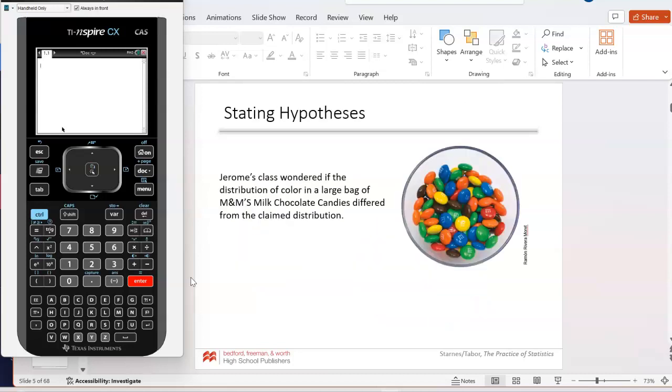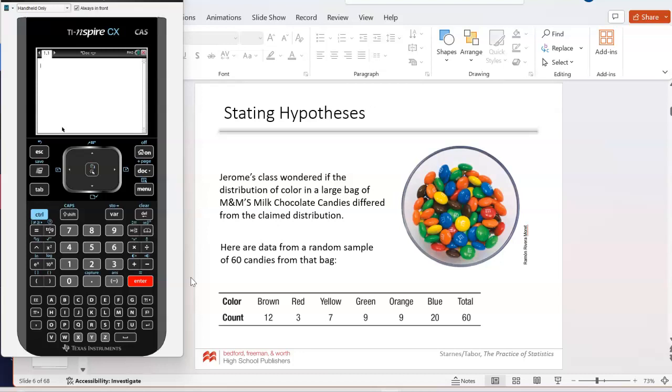So Jerome's class wondered if the distribution of color in a large bag of M&Ms differed from the claimed distribution. Well, it's very possible. So here are the data from a random sample of 60 candies from that bag. So there were 60 in one bag. There were 60 M&Ms, and this is the breakdown.